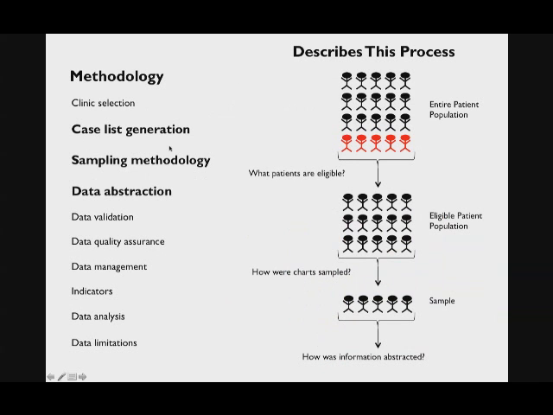So case list generation, sampling methodology, data abstraction. It should describe this process in a lot of detail. How exactly did we go from our entire patient population at the clinic level to identify those who are eligible, perhaps by some active patient criteria? From that eligible patient population, how were charts selected and sampled? And from that sample, how was information abstracted?